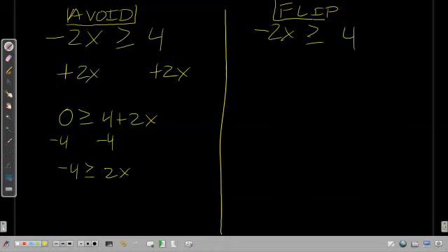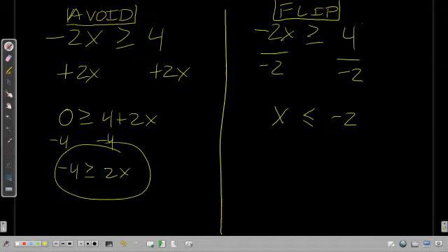For the other side, if I want to multiply or divide by a negative, I'm going to flip the inequality. That's pretty much the first thing to do: divide by -2. Then on the left side it just says x, but I'll make the inequality point the other way. Up here it pointed to the right, now it's pointing to the left. So x is less than or equal to 4 divided by -2, which is just -2.